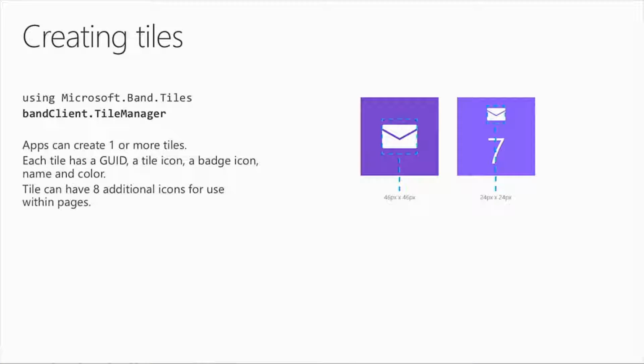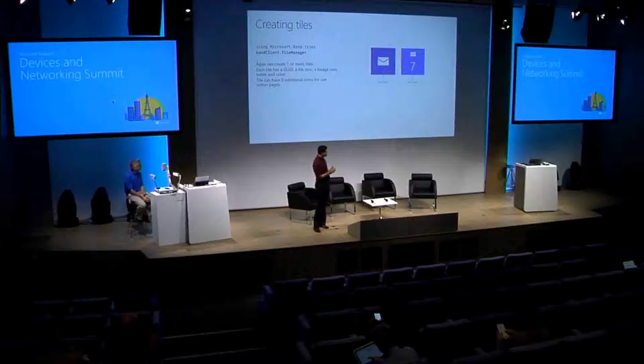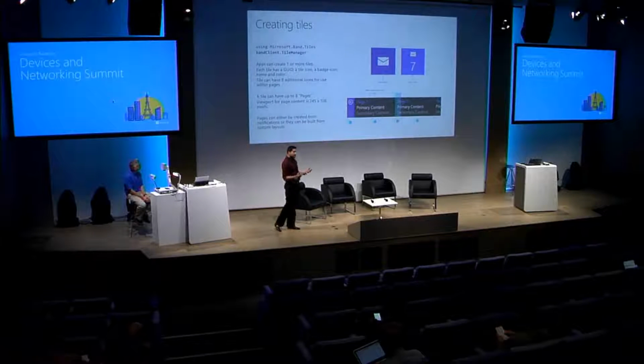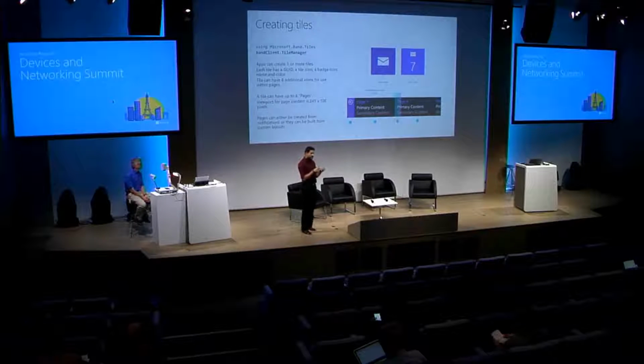A tile can actually have 8 additional icons that you can use inside of the pages. When you create a tile on the Microsoft Band, that's the thing that shows up on the home screen. Once the user taps on that tile, you go into the contents of the tile, and the content of the tile is defined as pages. A tile can have up to 8 pages. Each one of these pages has a viewport which is already defined, and it's vertically scrollable. So you can send data into a page and the user can scroll vertically to see more data.